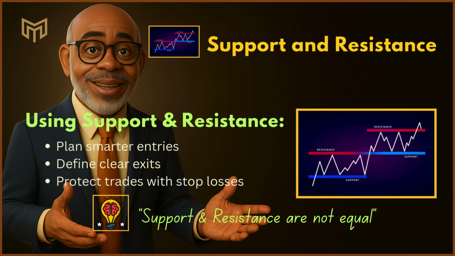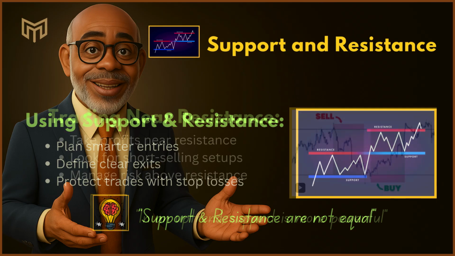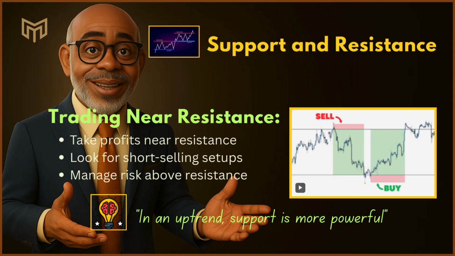Knowing where support and resistance levels are is one thing. Knowing how to use them is where trading decisions are made. Traders apply these levels to plan entries, set profit targets, and manage risk with stop losses. In the next sections, we'll break down how support and resistance help traders make clear, disciplined decisions instead of emotional reactions.